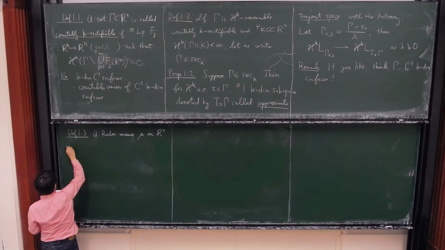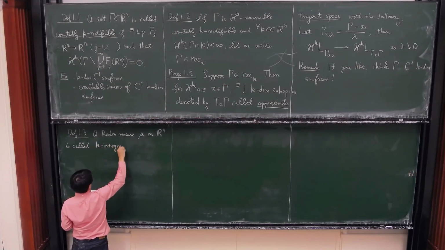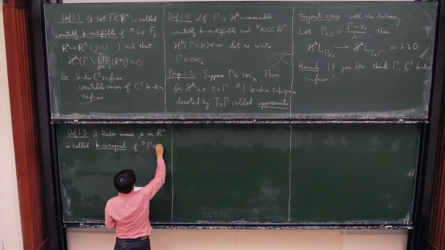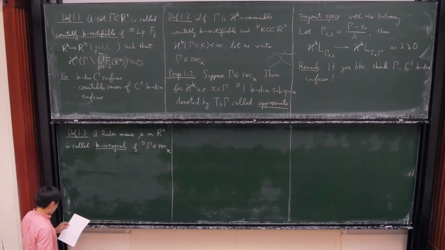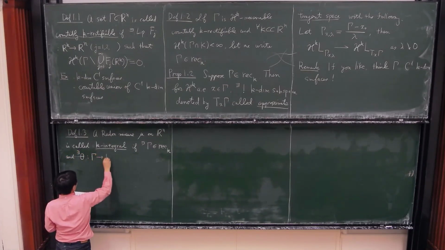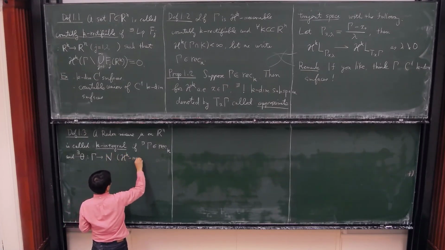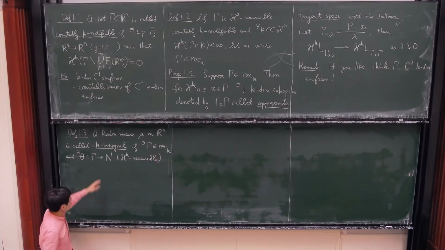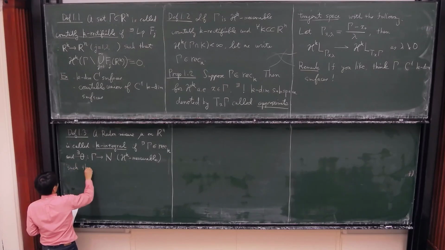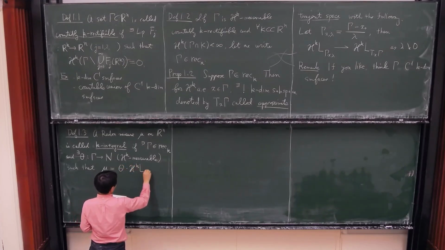This notation is called k-integral if the following is true. If there exist a k-rectifiable set gamma and theta, which is a function defined on gamma, taking natural numbers, which is an Hk measurable function but integer valued, a positive integer valued function, such that this mu is just theta times Hausdorff measure restricted to gamma.